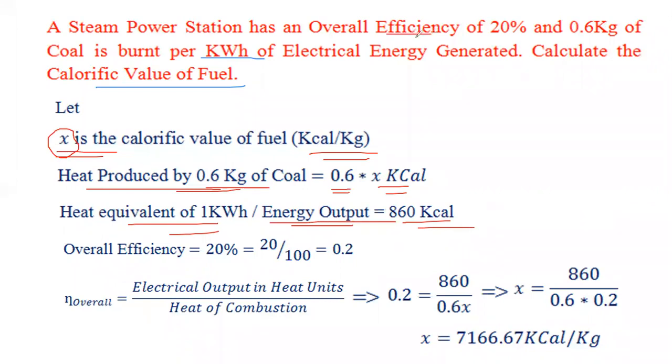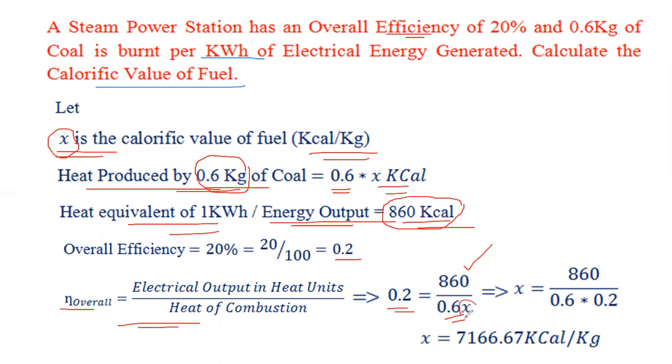Here the overall efficiency given is 20%, that is 20 by 100, 0.2. And what is the formula for overall efficiency? Output with respect to the input. Output is the electrical output in heat units, and the input is the heat of combustion. Electrical output in heat units means 860 kilocalorie, divided by the input, the heat of combustion. How much fuel is utilized? 0.6 kg, with respect to the calorific value, 0.6 into X. Here the overall efficiency given in the problem is 0.2.